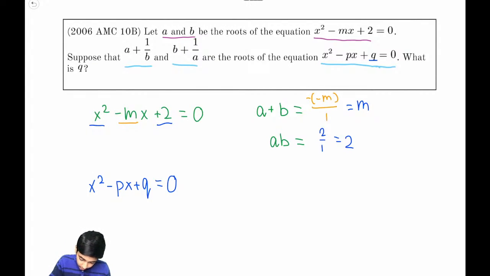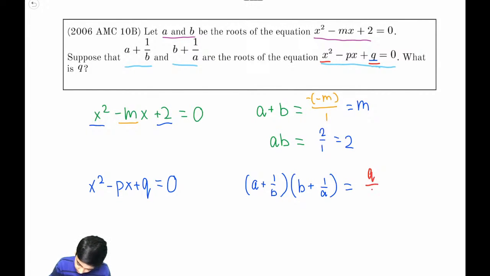So we know that the product of the roots, so (a + 1/b) times (b + 1/a), will be equal to, remember, the constant term divided by the x² term, so q over 1, which is equal to q. So we want to find this value. We want to find q. So we really just want to find the product of these two expressions.